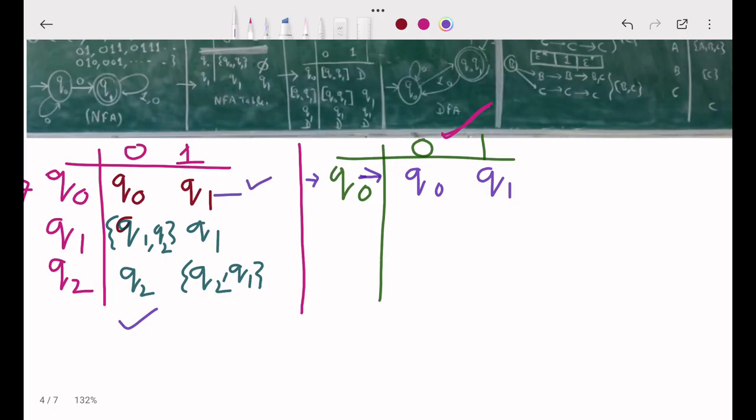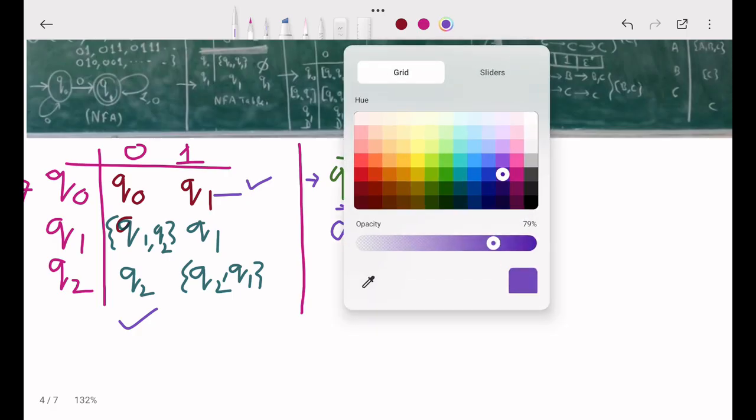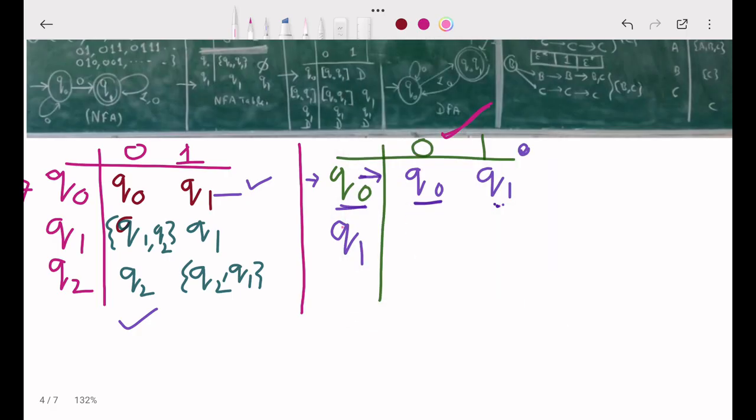Done. Now you will see how many new states you generated in this table. Q0 is already covered in this table, but Q1 is a newly generated state. So this newly generated state you will write here. Done. I am using a different color so you can easily understand. So my new generated state is Q1.